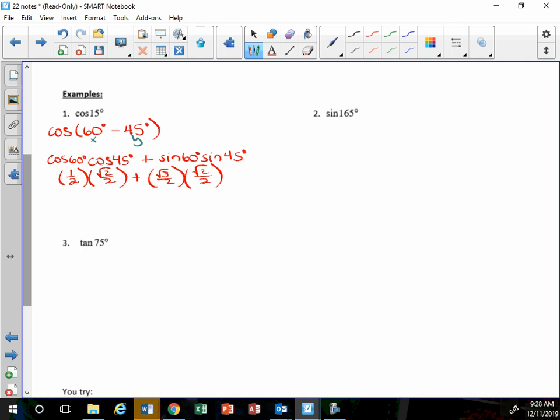All right, now it's just multiplying fractions. So numerator times numerator, 1 times root 2 is just root 2. 2 times 2 is 4. What about root 3 times root 2? Root 6. Also over 4. So we could write that as root 2 plus root 6 all over 4.